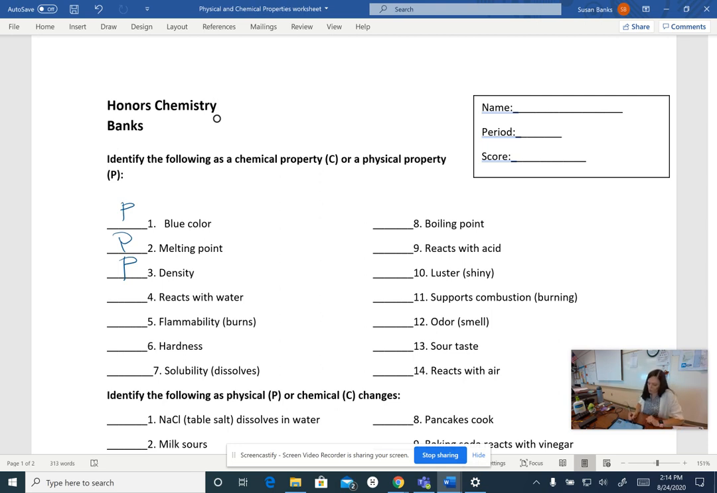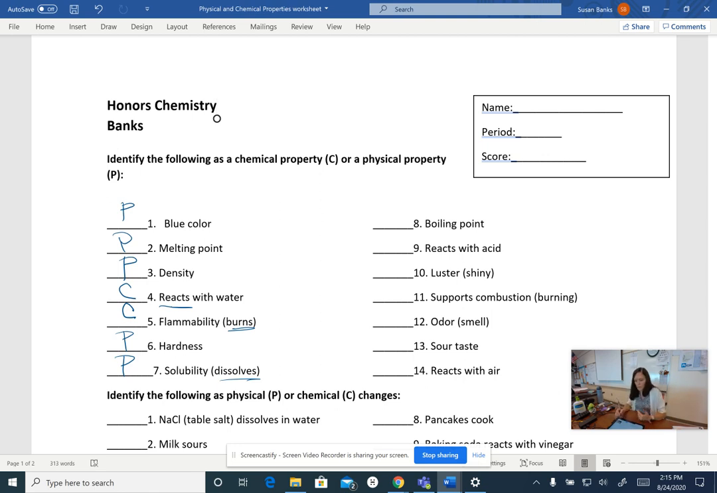Whether it reacts with water. There's that key word there, reacts. That is a chemical property. Flammability or burning, once again, that is a reaction. So that is a chemical property. Hardness, or how hard something is on the Mohs scale, that is a physical property. I don't change it by crumbling it. Solubility, whether it dissolves. Once again, I can dissolve things without changing what they are. It doesn't mean that it's reacting with water. It just means it's dissolving. So that is a physical property.